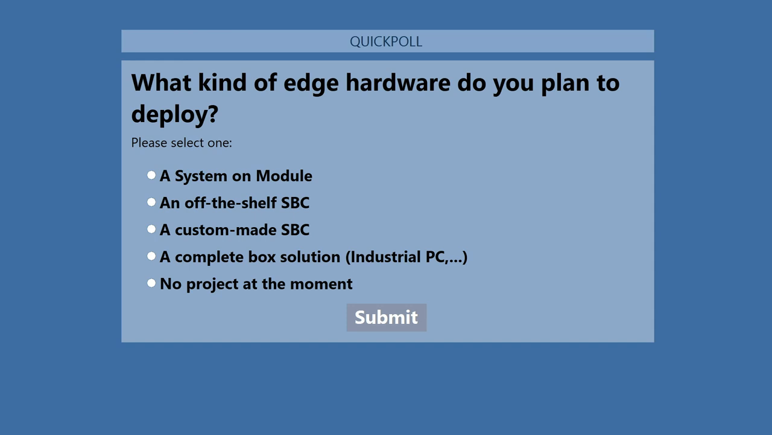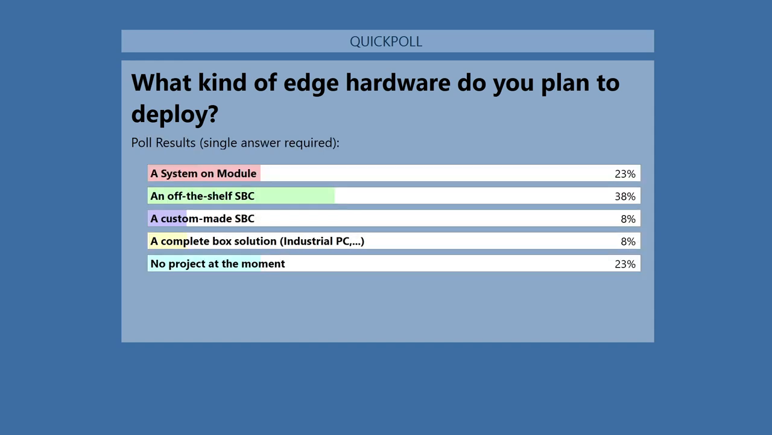Good, we see about 30% voted. And let's see here. The off-the-shelf single board computer is the most interesting here, and then modules. The SOMs I would expect, because we reached out to, I hope, a lot of Toradex customers here, so that's very interesting. And actually it was a little bit different than in the morning, where we also did the webinar, where system on module was clearly the favorite, so that's quite interesting.